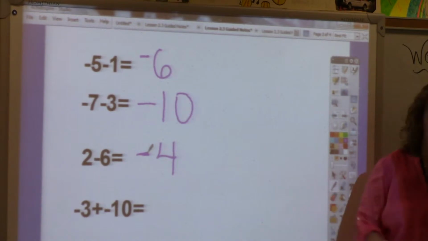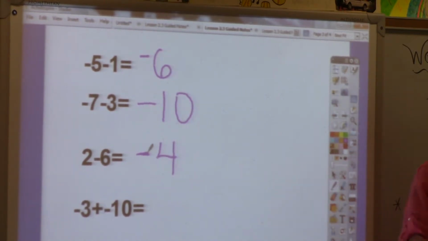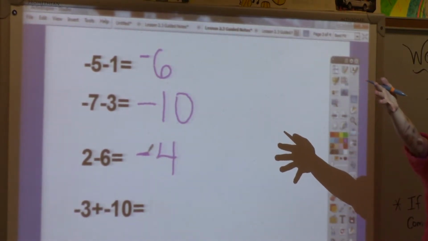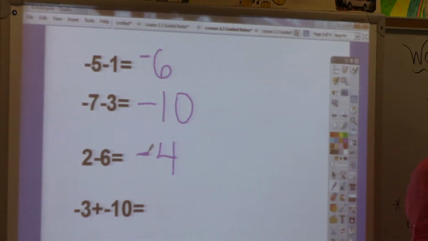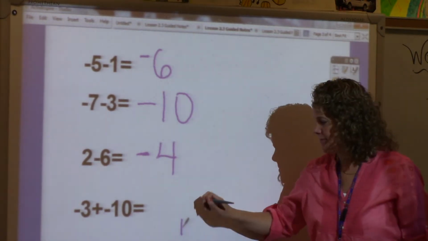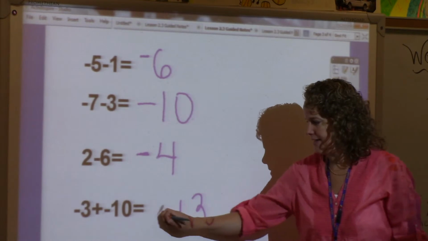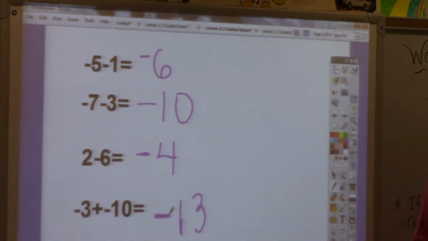Okay, last one in this section. -3 plus -10 is? Excellent. They're both negative, so you add them together and keep it negative. They're both negative, you add and keep it negative. So far, so good? What's the third rule?